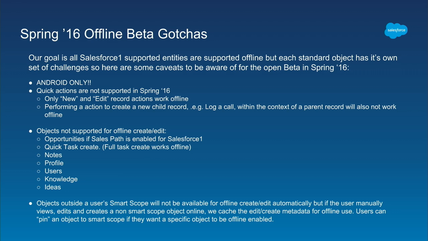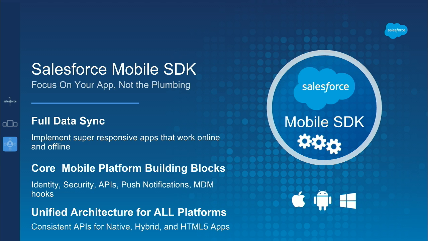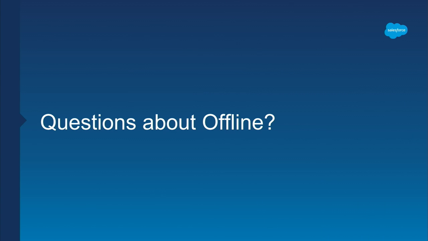It's a simple preference and setup, and you'll be ready to go. Notes, as I mentioned, profile, users, knowledge, and ideas. And all of these things are really things that we plan to get in the full version, just we couldn't do it yet. That being said, if anything of your use case requires the words "all my data," I need specific logic to run offline, I have to configure exactly what the data is offline, we really would recommend that you look at our mobile SDK. We handle a lot of these things automatically for you, and you really can just focus on your custom experience. That being said, I'm going to switch over to Sam, and let's talk about any questions about offline.